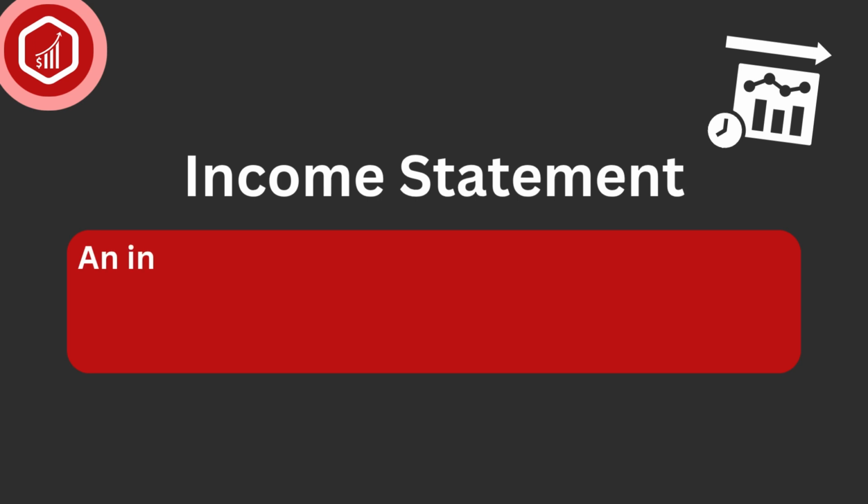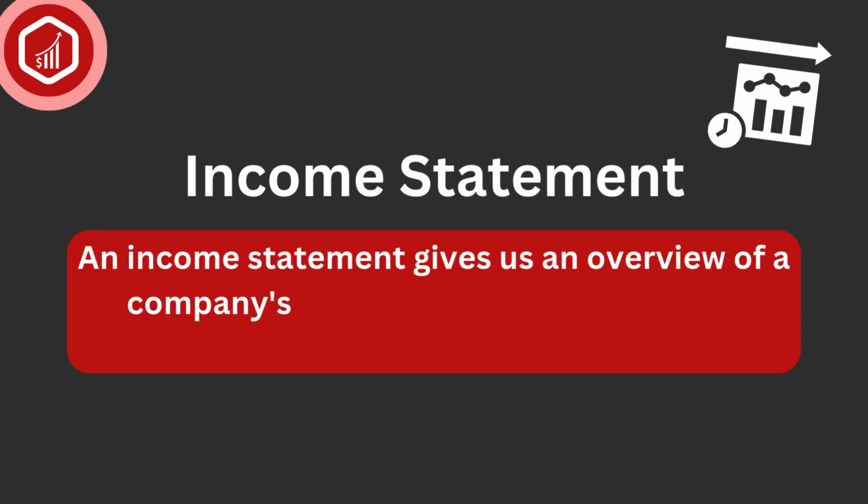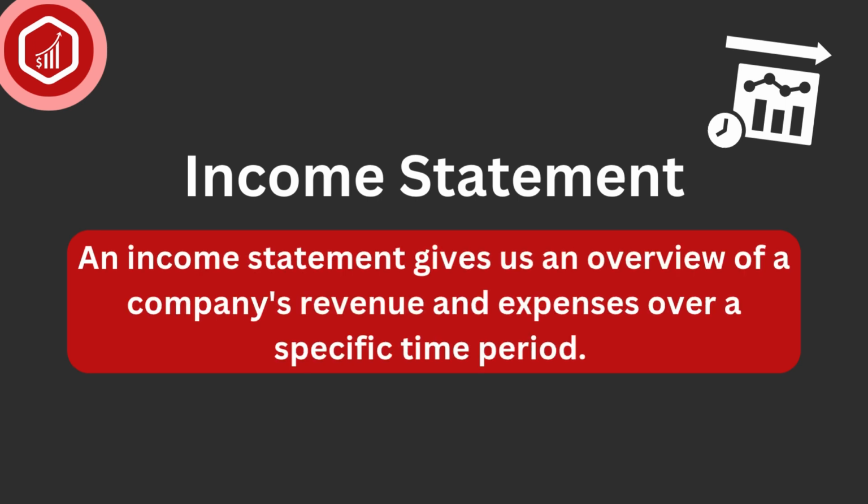Basically, an income statement is a financial statement that gives us an overview of a company's revenues and expenses over a specific time period. We distinguish between direct and indirect cost. The income statement is also known as the profit and loss or P&L statement because it directly shows whether a company made a profit or a loss during the time that we analyze.